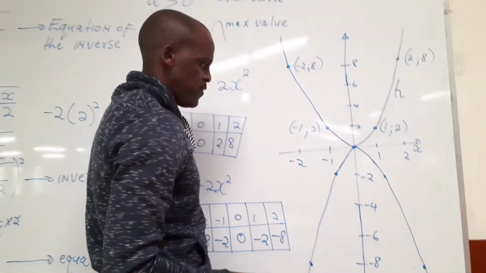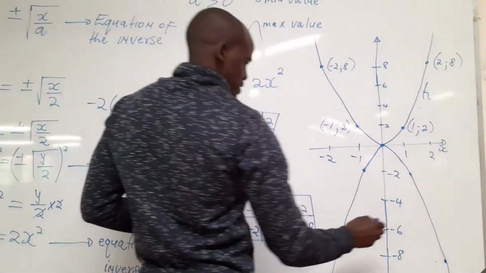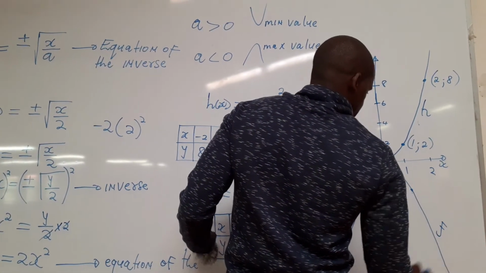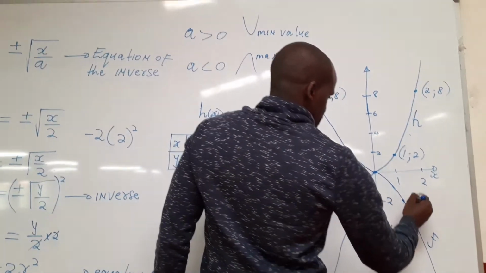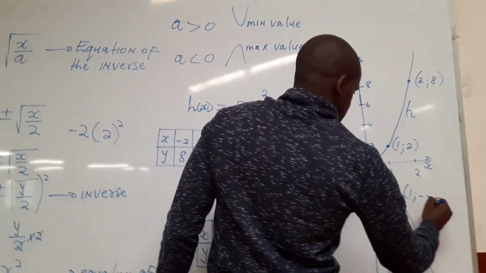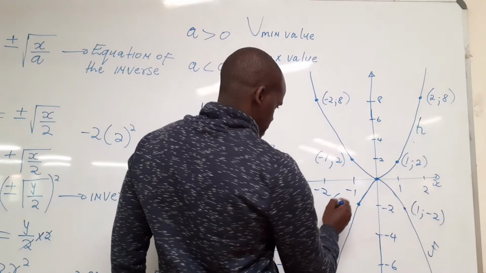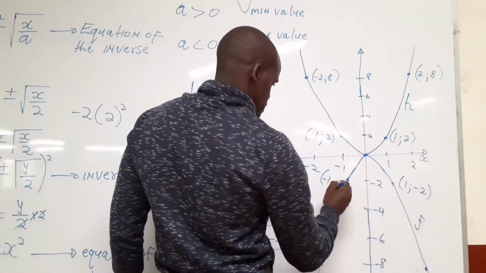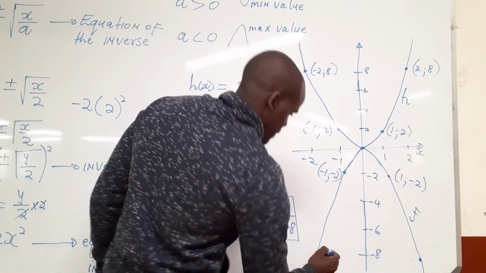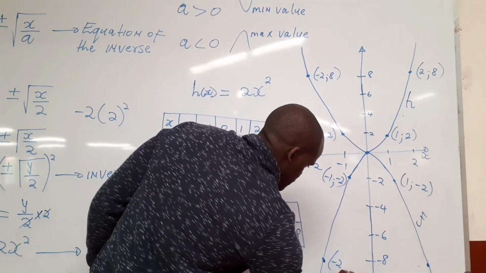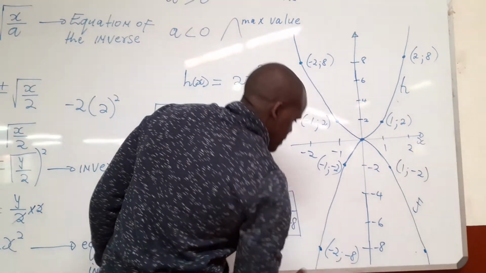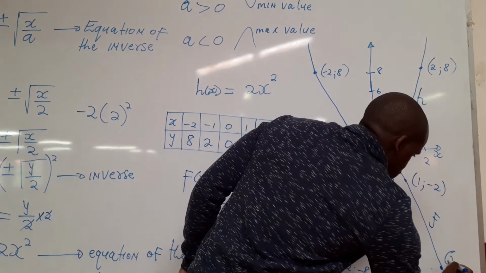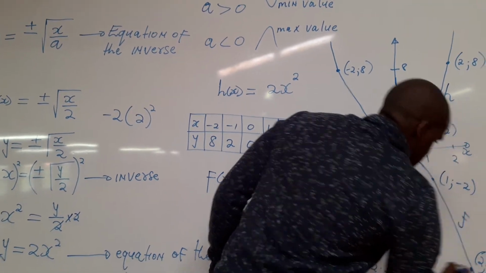That's how our graph will be. This is the function of f. We've got 1 is to -2. Again, here we've got -1 is to -2. Here it's -2 is to -8. 2 is to -8.